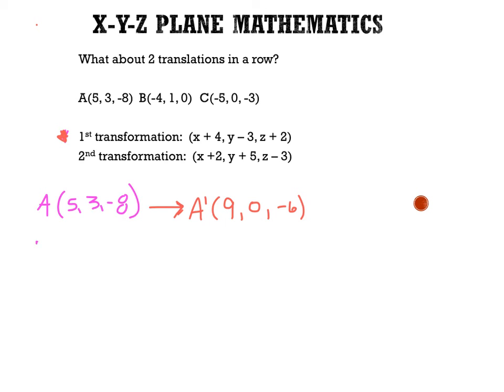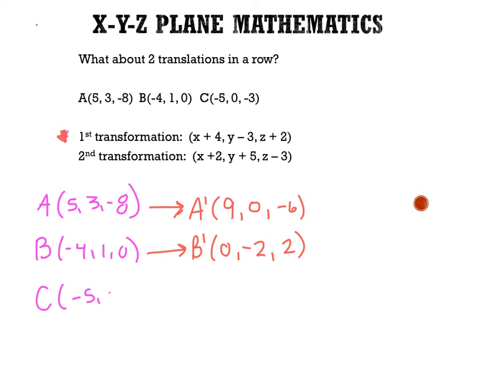Then let's do the same thing with B. So B is currently at negative 4, 1, 0. The first translation is applied, so I add 4. So the x-coordinate of B prime is at 0. Subtract 3, so I'm at negative 2. And add 2, so I am at 2. And then here, okay, C is currently at negative 5, 0, negative 3. And then I'm going to add 4. So the x-coordinate of C prime is negative 1. Subtract 3, that is negative 3. And add 2, that is negative 1.